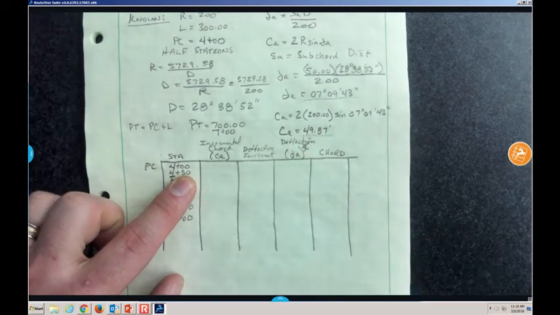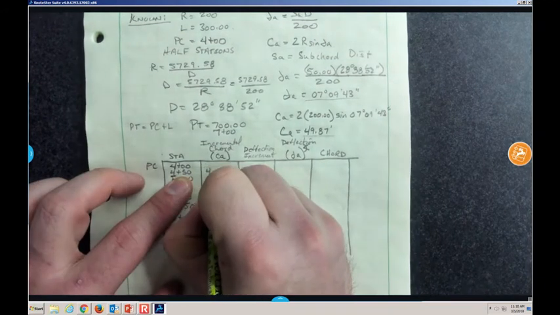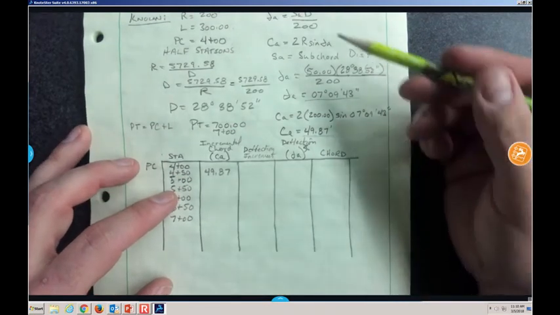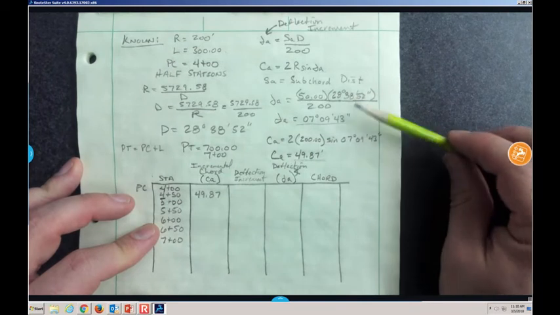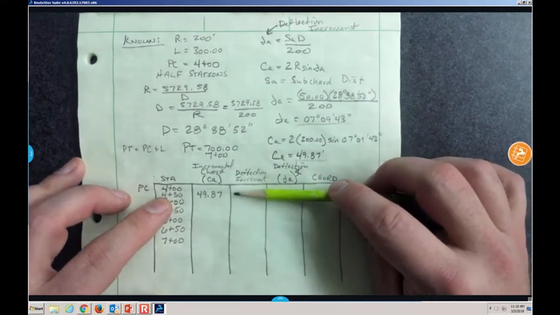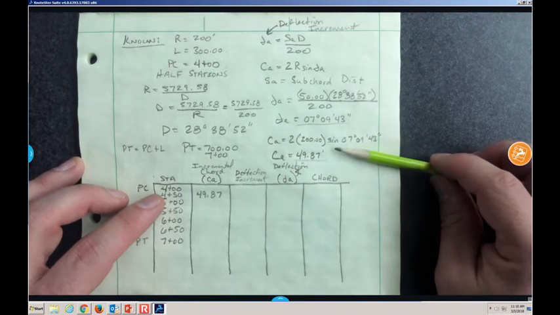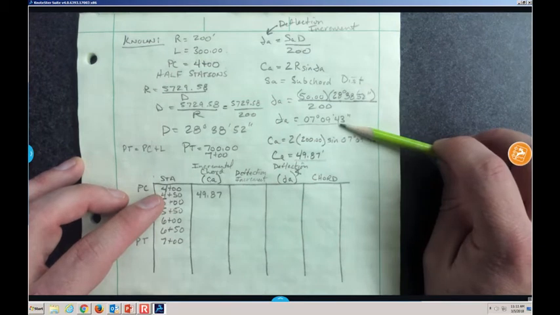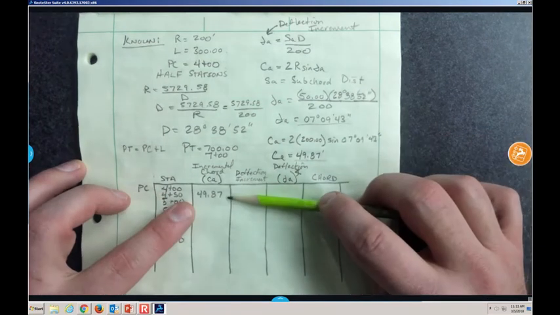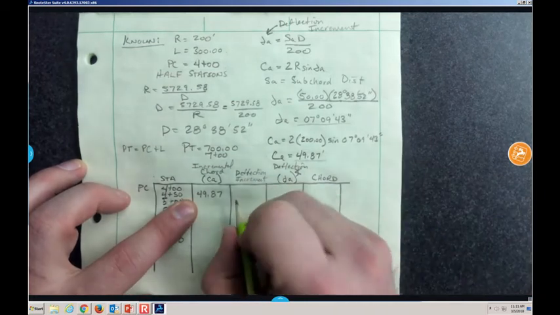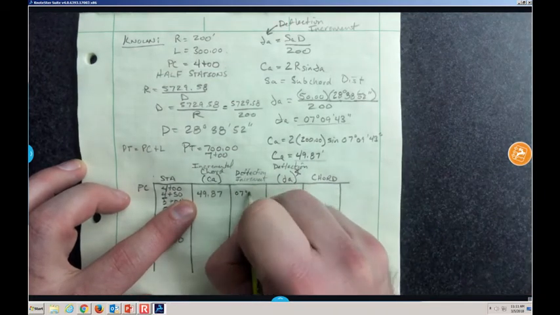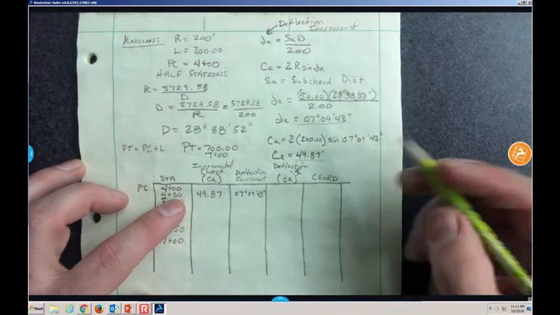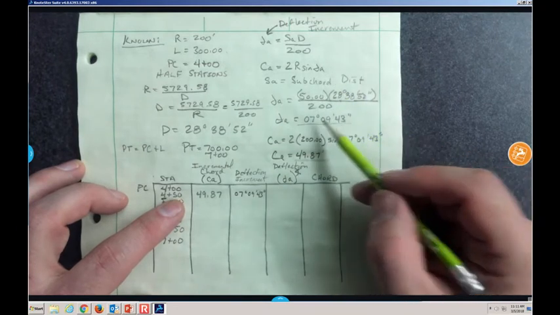49.87, which was what we figured out for the first number. So I'm going to put that in there. 49.87. Okay. And we already figured out our deflection increment, which is here. So that's going to go across from 4 plus 50, because that would be the angle that we would have to turn. 0.70943 is the angle that we'd have to turn from the tangent to get to our 4 plus 50 station. Okay, so it's 0 degrees, 42 minutes, 34.3 seconds, which we already figured out here, or here.